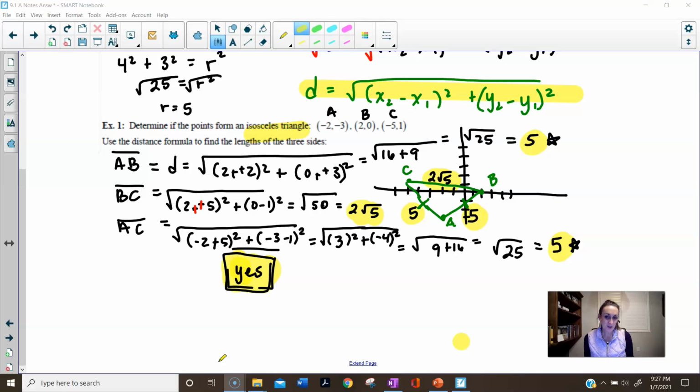So let's try example 1, determine if the points form an isosceles triangle. What an isosceles triangle is, is that two sides are equal. So I went ahead and graphed the 3 ordered pairs. And then I found the distance between A and B using the distance formula right here, and I got 5. And then I found the distance between B and C, so from here to here, using the distance formula, and I got 2 root 5. And then I found the distance between A and C using the distance formula and got 5. And since both of these sides are equal, yes, it's an isosceles triangle.